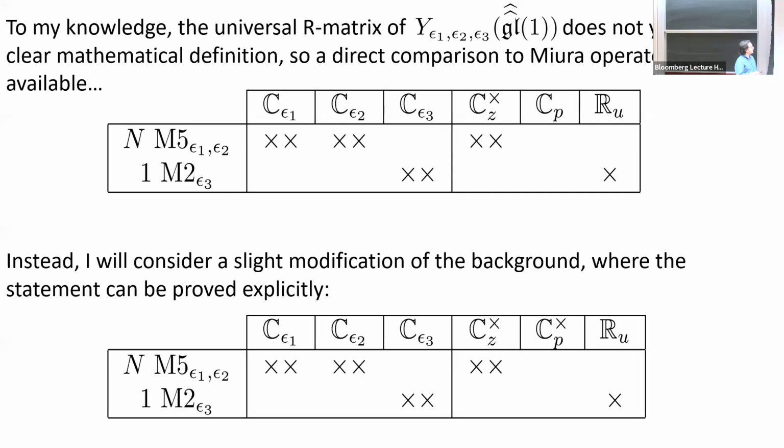So instead, let's consider a slight modification of the background where the statement can be proved exactly. All I'm going to do is replace this C here by another C star. Seems very innocent. This will simplify our life greatly and result in much more physics.